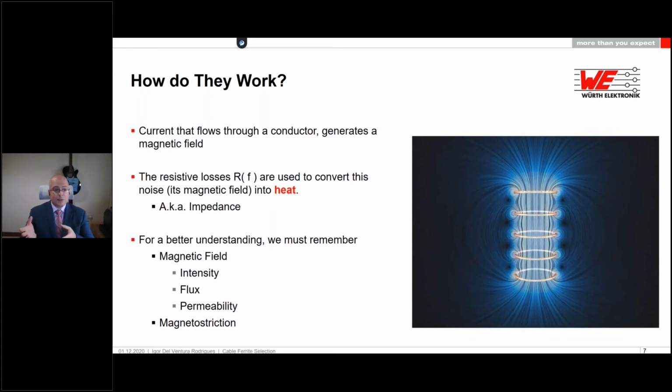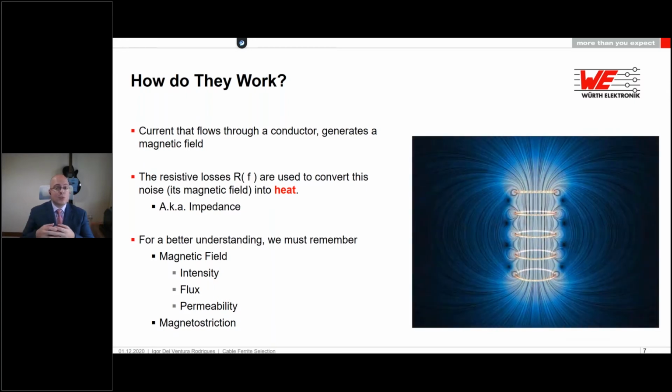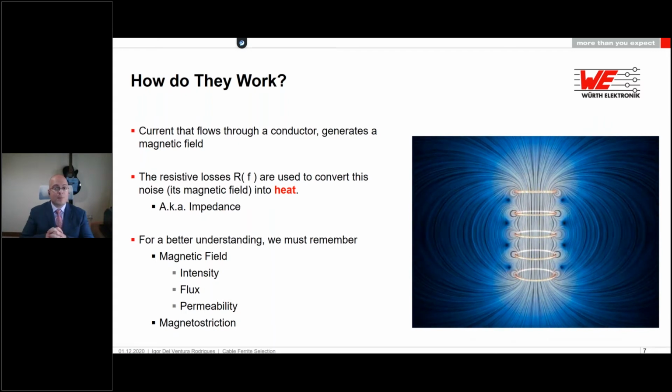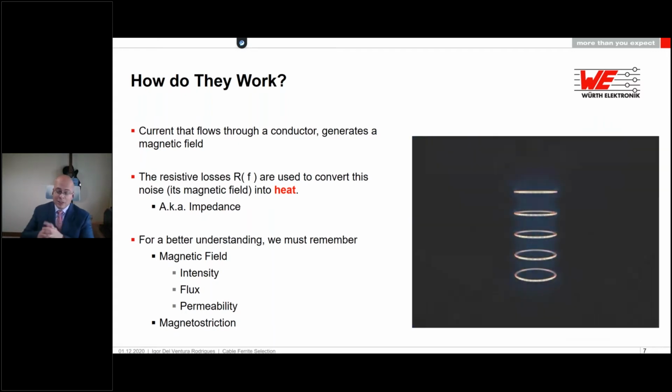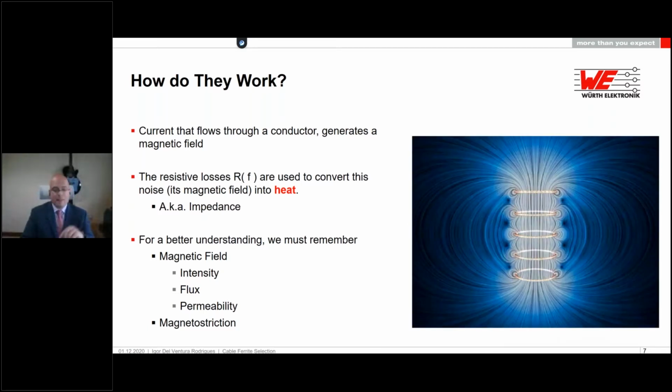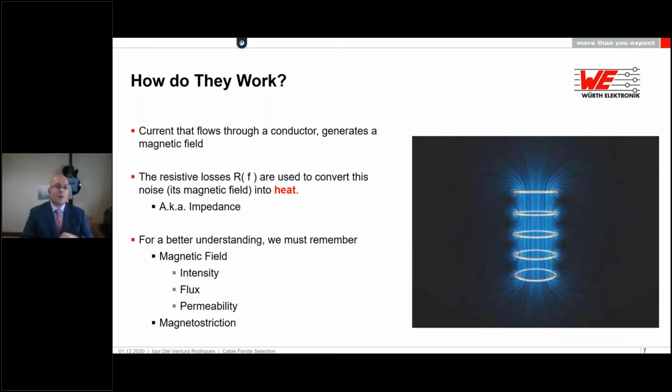This magnetic field, of course, will be related to the noise current that you're going to have on your cable. This is also known as impedance. And for a better understanding, we will remember some basic concepts of the magnetic field, which are intensity, flux, and permeability. And then after that, we'll talk a little bit about magnetostriction.